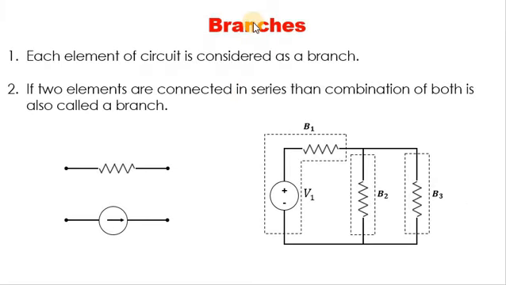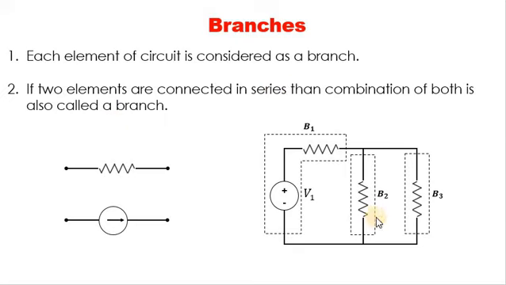Now coming to the next topic, let me discuss what branches and nodes are. Okay, so what are branches? Each element in a circuit is considered a branch. So whether it is a resistance or an inductor or a capacitor, voltage source, current source, anything, every element in a circuit is considered a branch. Now if two elements are connected in series, then the combination of both is also called a branch.